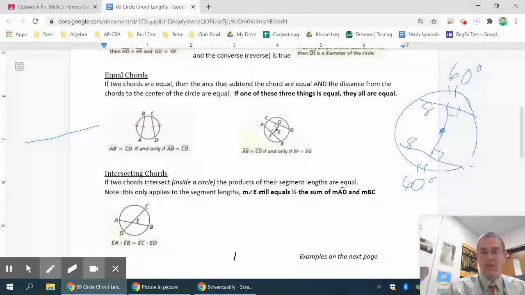So these distances to the center are the same. So if that was 3 away, this was 3 away. And once again, all of those go together: the arcs being equal, the chords being equal, and the distance to the center being equal.